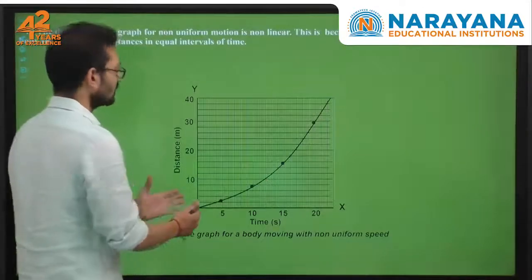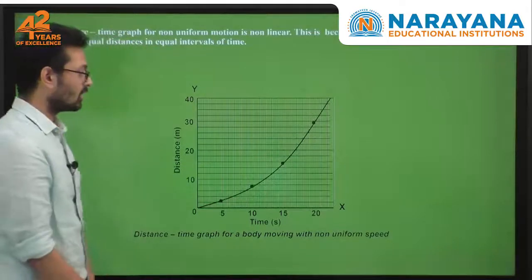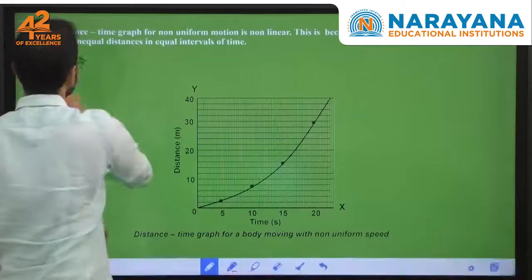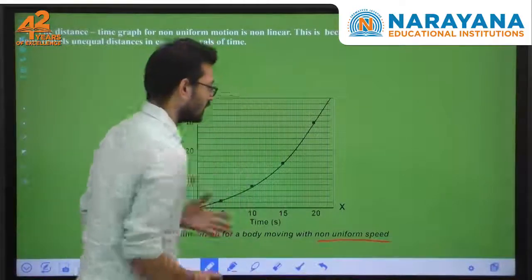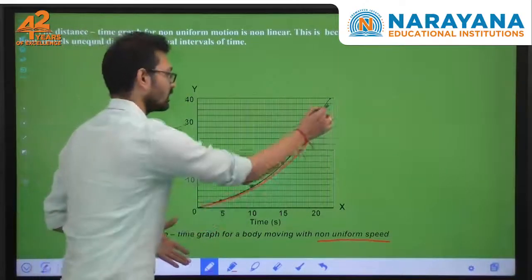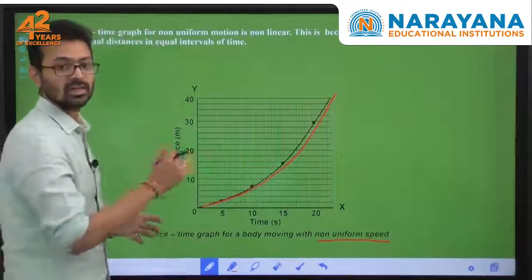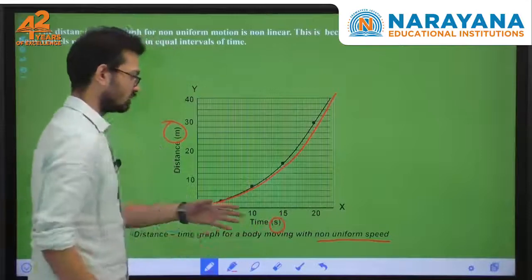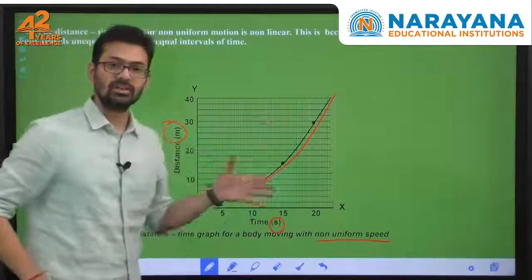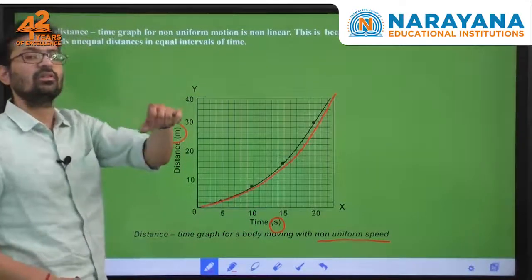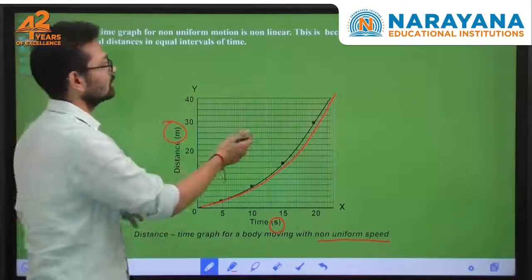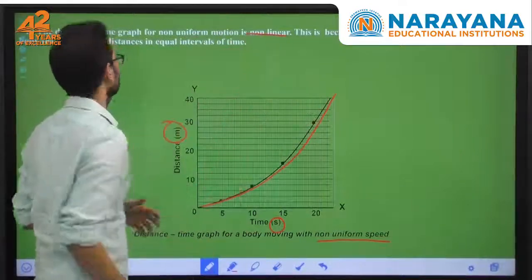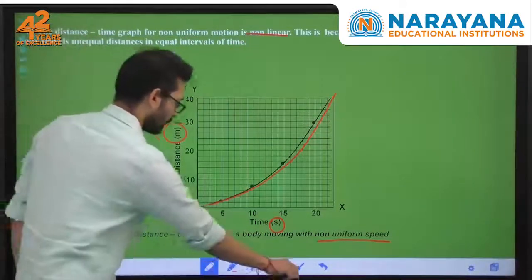This graph is for non-uniform motion, non-uniform speed. For non-uniform speed, the graph is going to be a curved graph. It is not going to be a straight line. This is in meters, this is in seconds. Whenever you get a curved graph, you can say that your speed is not constant. So this is non-uniform speed, a non-linear graph. So, next one.